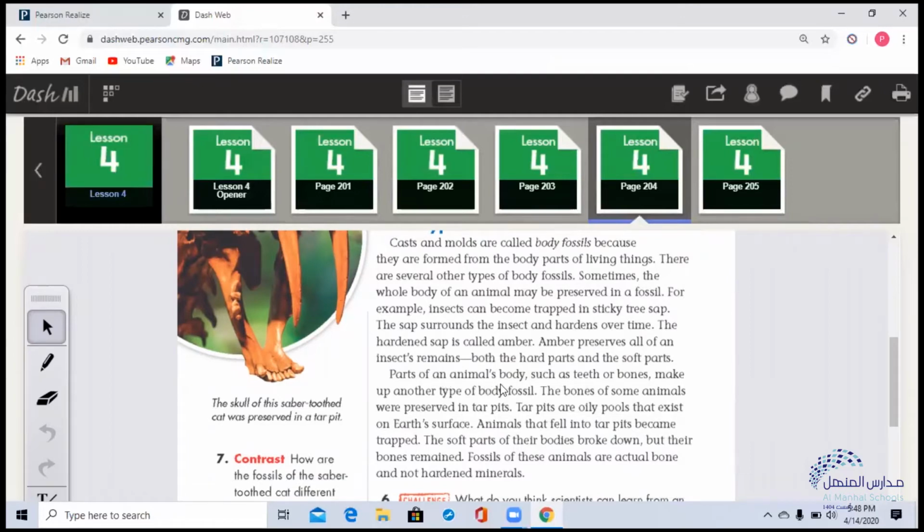So parts of an animal's body, such as teeth and bones, make up another type of body fossil. The bones of the animals, some animals are preserved in tar pits. Tar pits are oily pools that exist on Earth's surface.